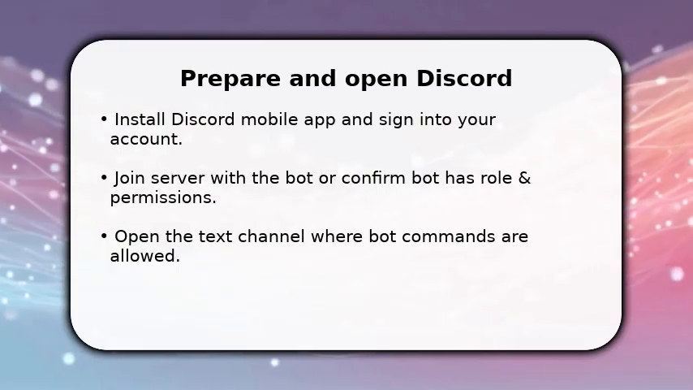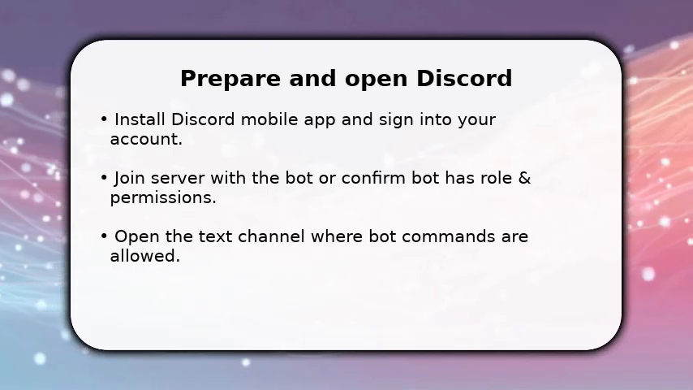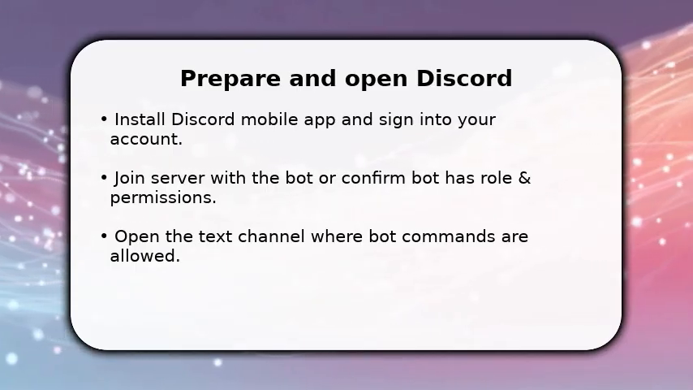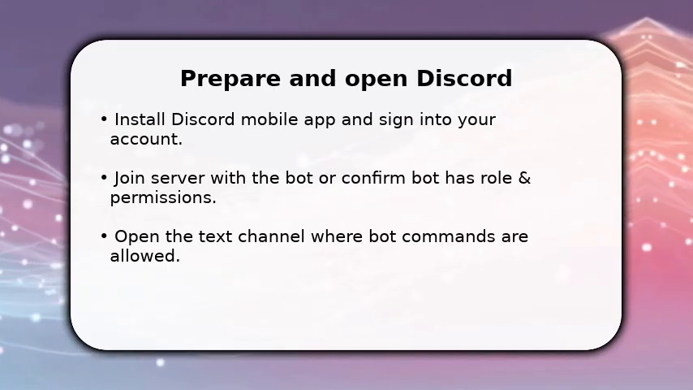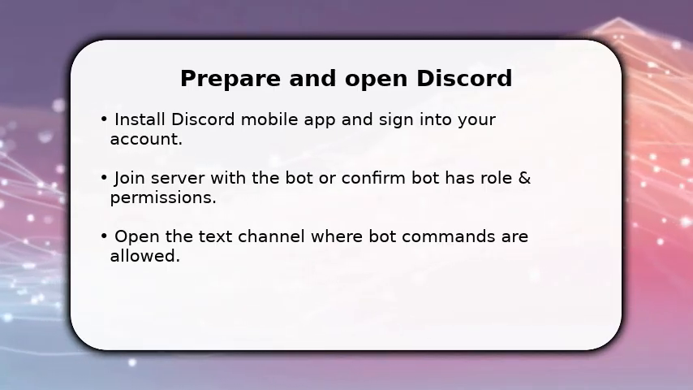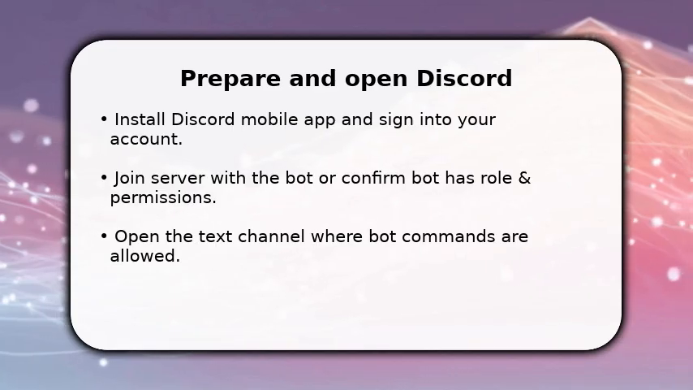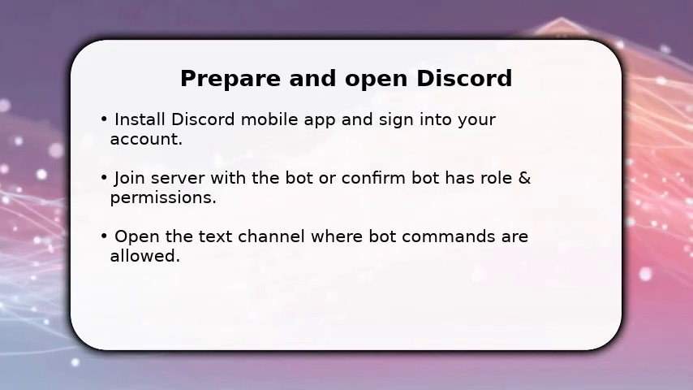You start by opening Discord on your phone and signing in. Once done, navigate to the server where the bot lives. Make sure the bot has the right role and permissions so commands will work. Tap the text channel that allows bot interactions because some channels disable bots.